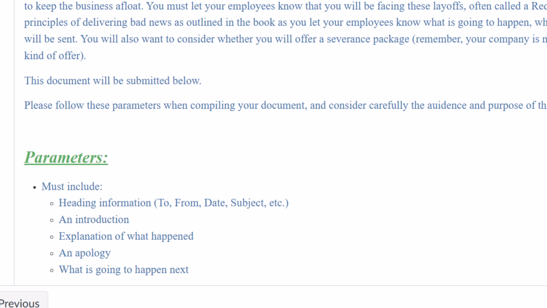Make sure that you have an introduction, an explanation of what has happened to bring you to this point, and an apology, a sincere one, and then an explanation of what's going to happen next. These are the things we're looking for. It doesn't have to be incredibly lengthy, but it should cover all of the bases, and you should make sure that people know that this was not a decision that you made lightly.